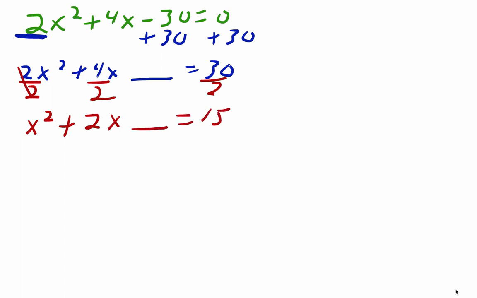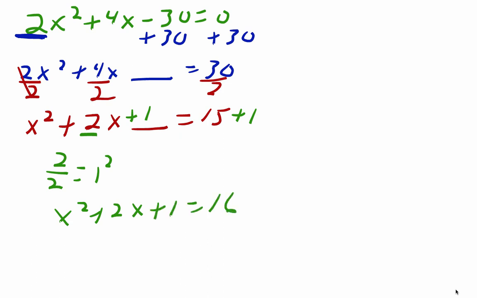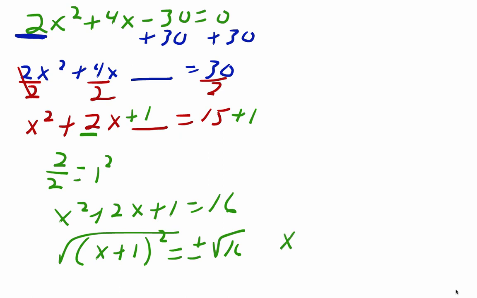Once again, take your middle term, which is this one right here. That's your middle coefficient. Divide it in half, which is 1, and then square it. 1 squared is 1, so add 1, add 1. Now I have x squared plus 2x plus 1 equals 16. So this is going to be x plus 1 squared equals plus or minus the square root of 16. Take the square root of both sides to get rid of that. So we'd have x plus 1 equals plus or minus 4, because the square root of 16 is 4.